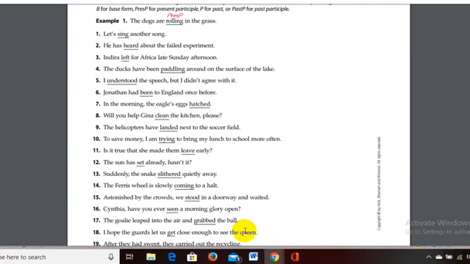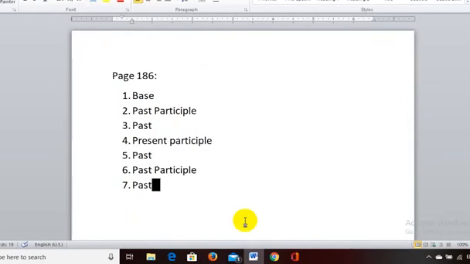Okay, number 8. Will you help Gina clean the kitchen, please? So here, clean. Will you help Gina clean the kitchen? It's in which form? Yeah, it's in the base form. So we're going to write number 8, base.